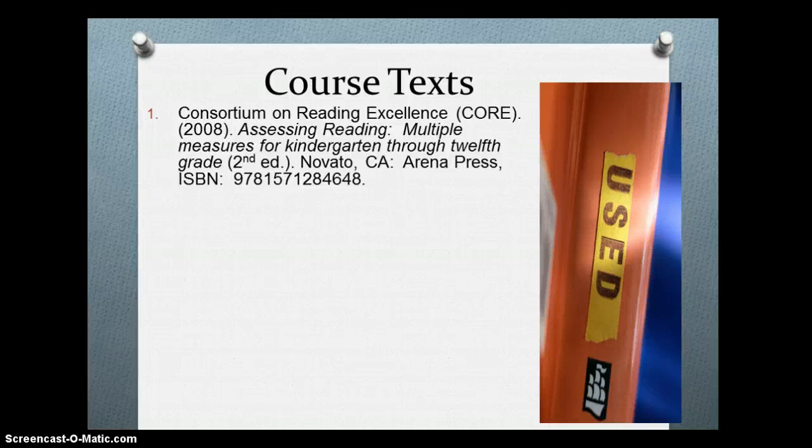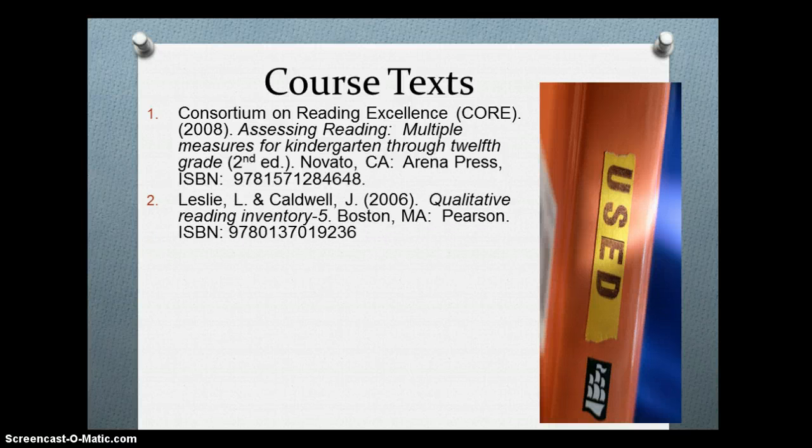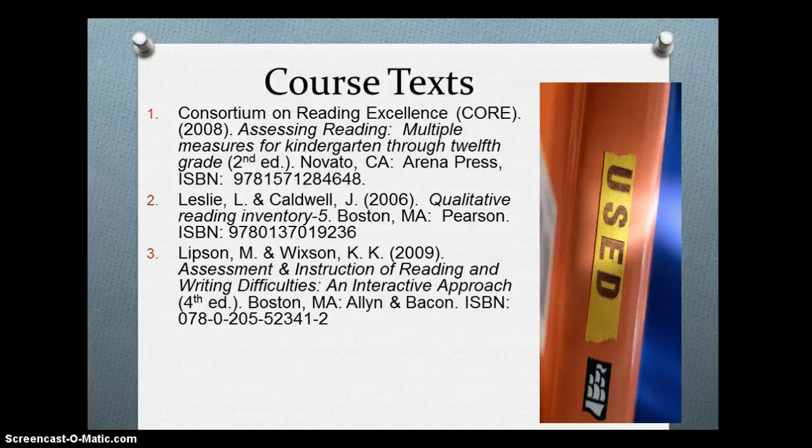Course text, so there are 3. First is Assessing Reading: Multiple Measures for Kindergarten Through 12th Grade. Great, I use this all the time even now in my role. Next is the QRI 5, and next for the text is Lipson and Wixon.